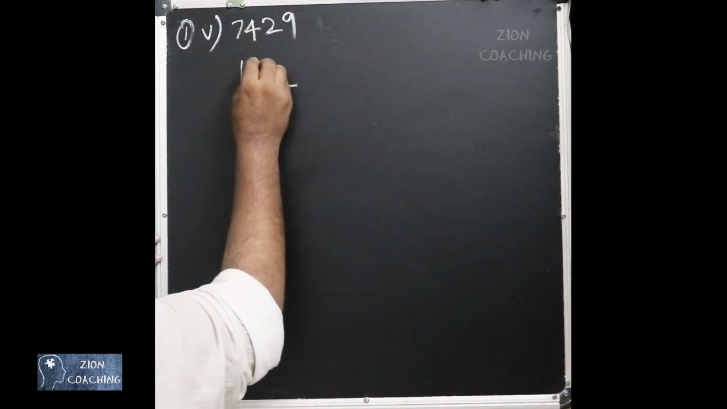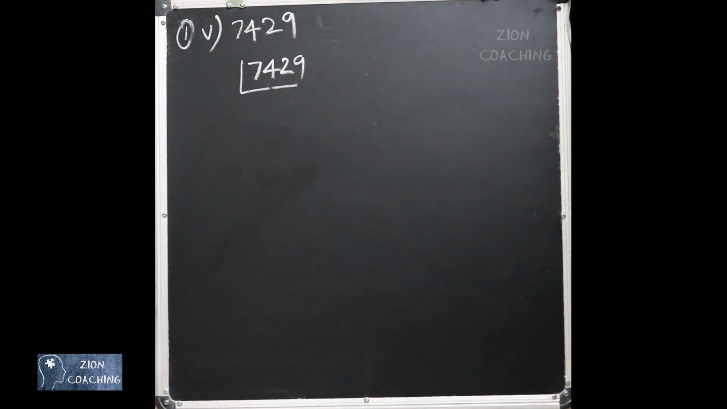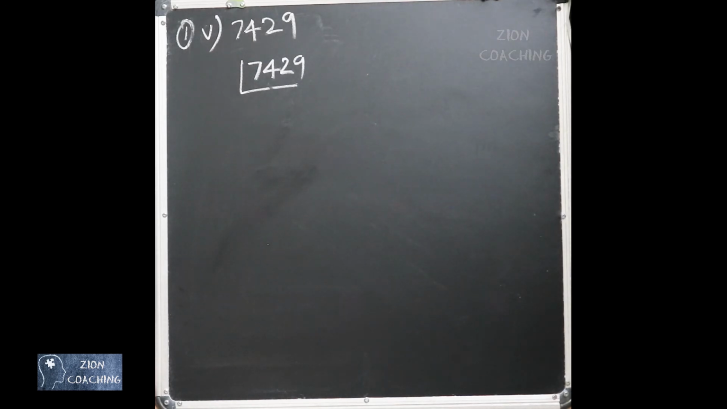Now we are going to prime factorize this number 7429. This number is not divisible by 2, 3, 5, 7, 11, 13, 17. We will try with 17.